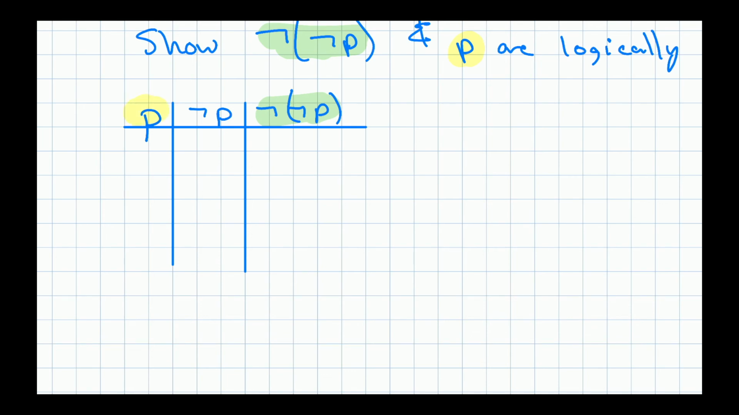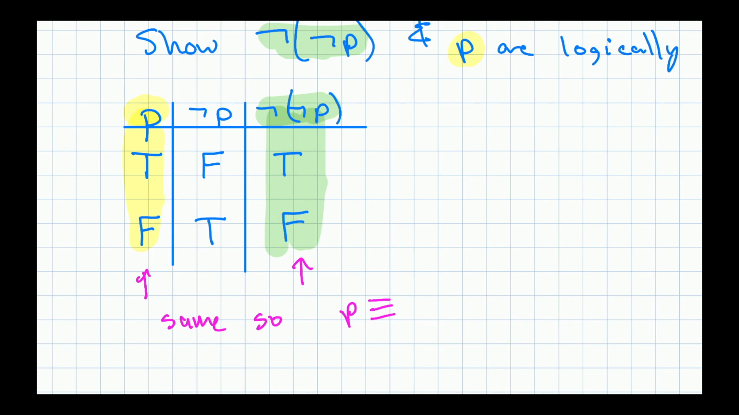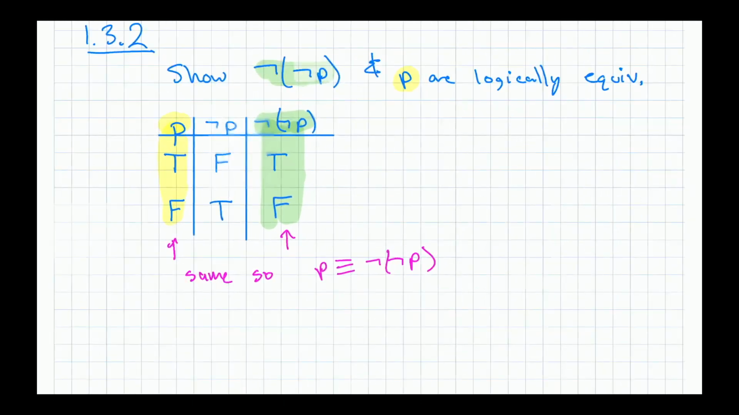So this is a very simple one. So you just go true, false. And then not P is false, true. And then if you do not that, you're going to reverse the signs again. And of course, this column and this column are the same. So you just say, oops, this and this, same, so P is logically equivalent to not not P. And that's all there is to it. So that's how you do logical equivalences. Obviously, this was a very easy one. All right.